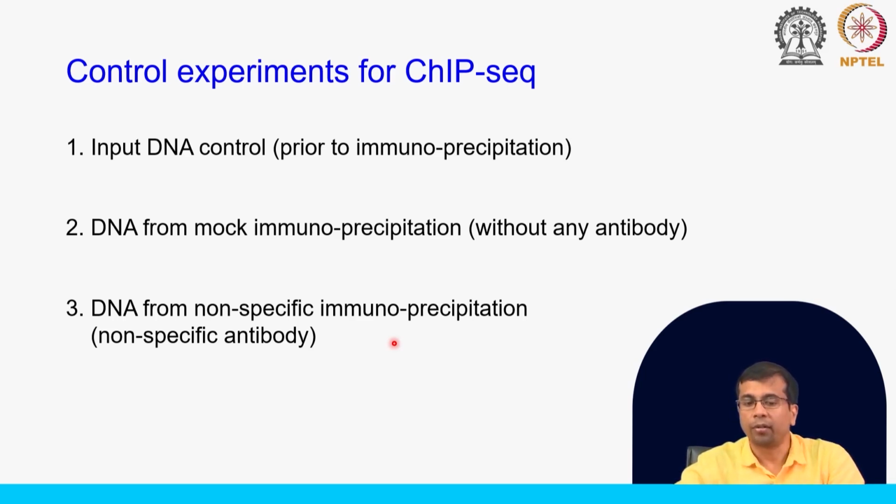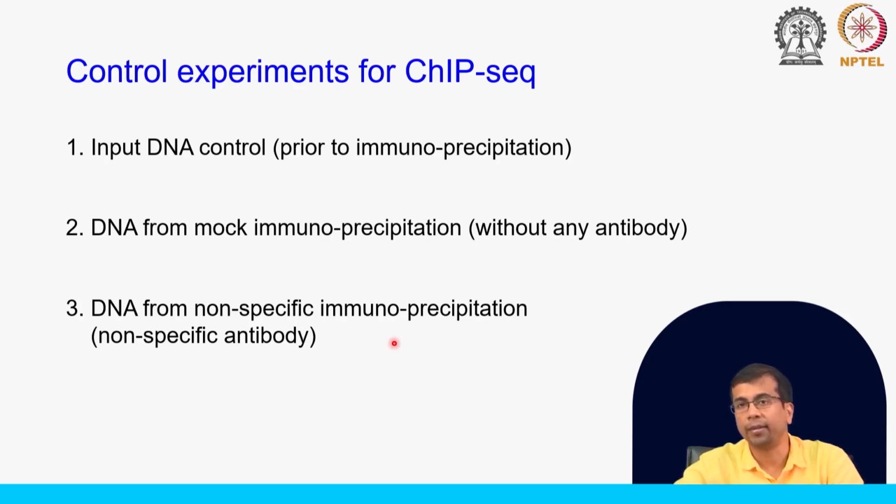So, this input DNA control is prior to immunoprecipitation. No immunoprecipitation is done, it is just before the immunoprecipitation, that is the genomic DNA or the input DNA. In some of these experiments, you will also see other types of controls, for example, DNA from mock immunoprecipitation without any antibody.